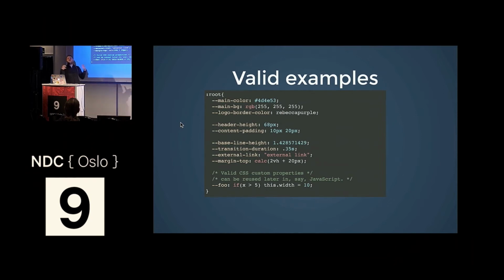Valid examples. What can you actually put into a CSS custom property? The answer is simple, everything. Everything that is a valid CSS value you can put there. Let's take a look, like colors, yeah? Here, layouts, there, lengths, anything like type, here is time, here is string, you can put functions.